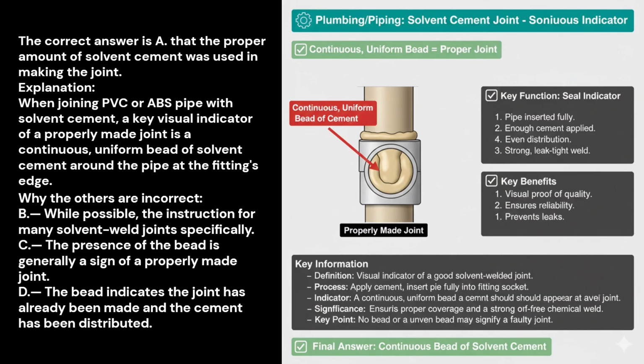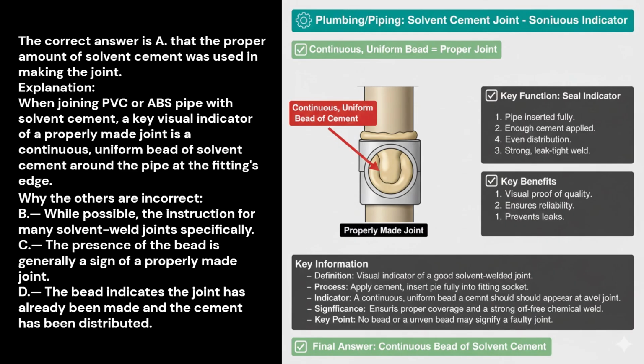This bead confirms that enough cement was applied. The cement was distributed evenly as the pipe was inserted. A complete seal has likely been achieved. Why the others are incorrect? B. That there is an excessive use of solvent cement.